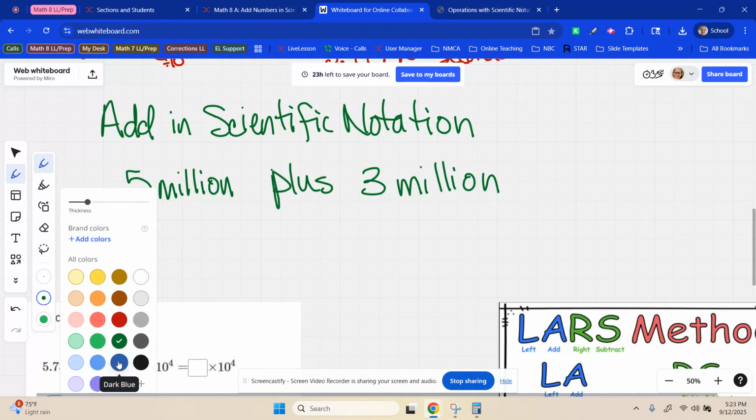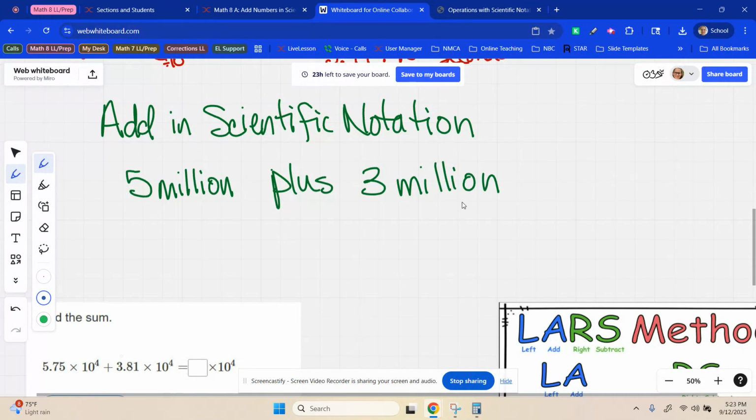This lesson is on adding numbers in scientific notation, and believe it or not, this is something you already do, okay? If somebody told you you were going to get 5 million and then you were going to get another 3 million, you would say, oh, okay, that means I'm going to have 8 million.